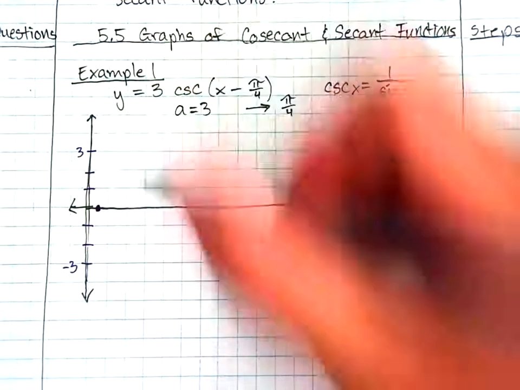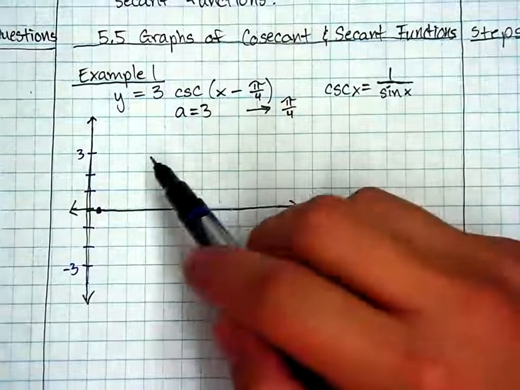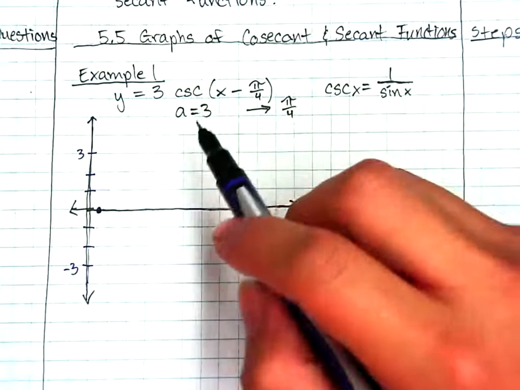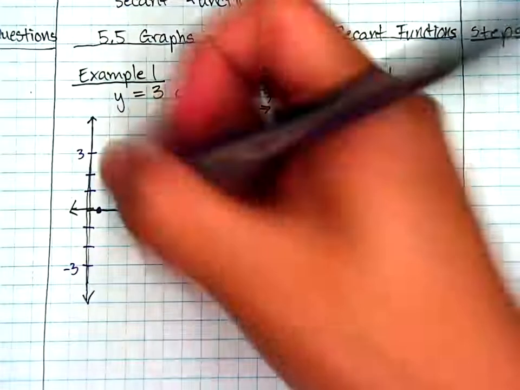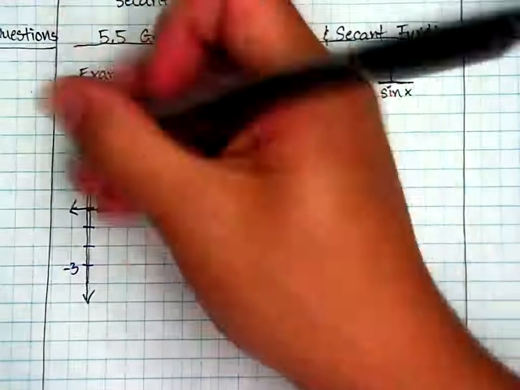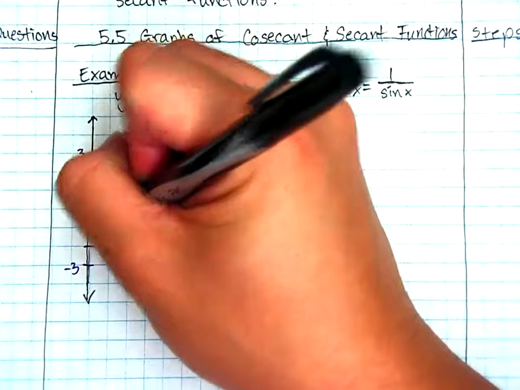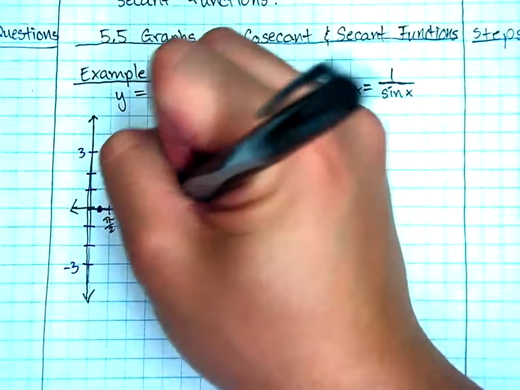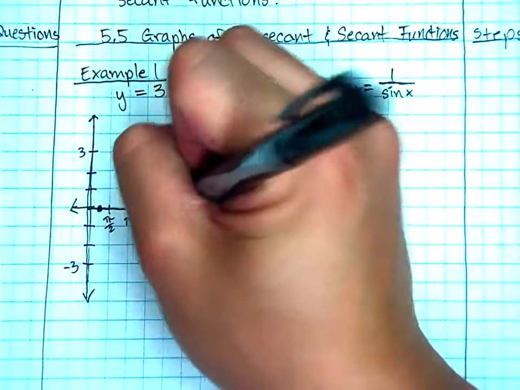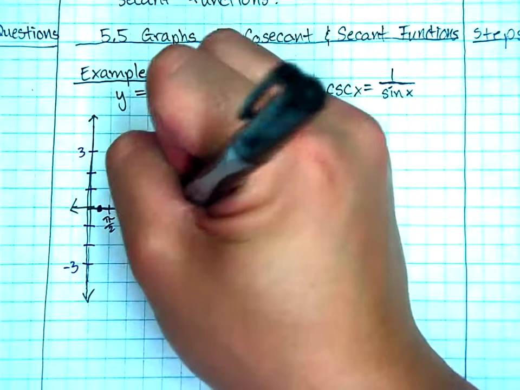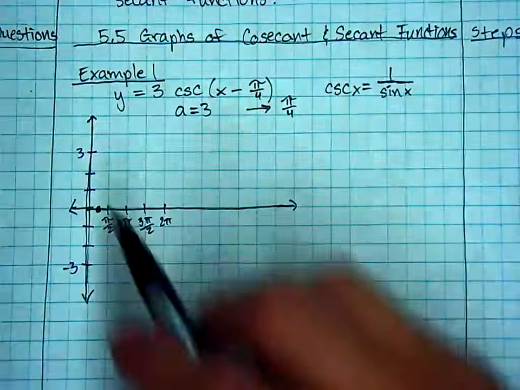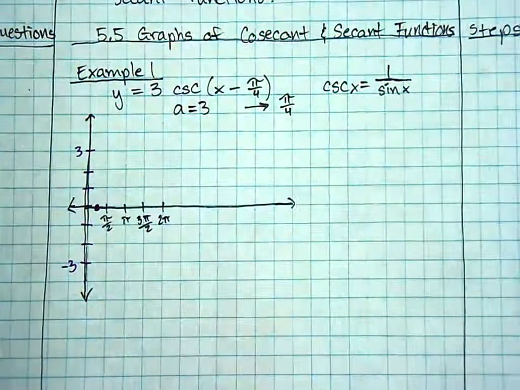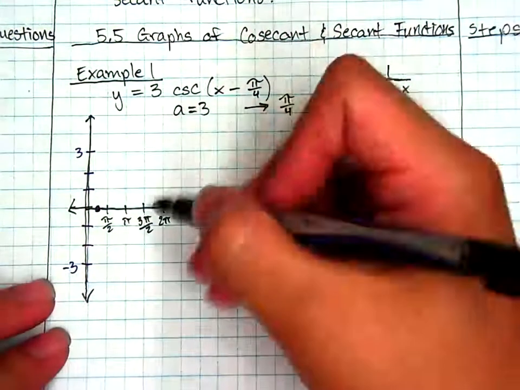Okay? So from there, I'm going to go ahead and start plotting my next points. At pi over 2, and let's go ahead and label actually to make this a little easier. Pi over 2, pi, 3 pi over 2, 2 pi, and then basically anything in between will be some form of pi over 4.